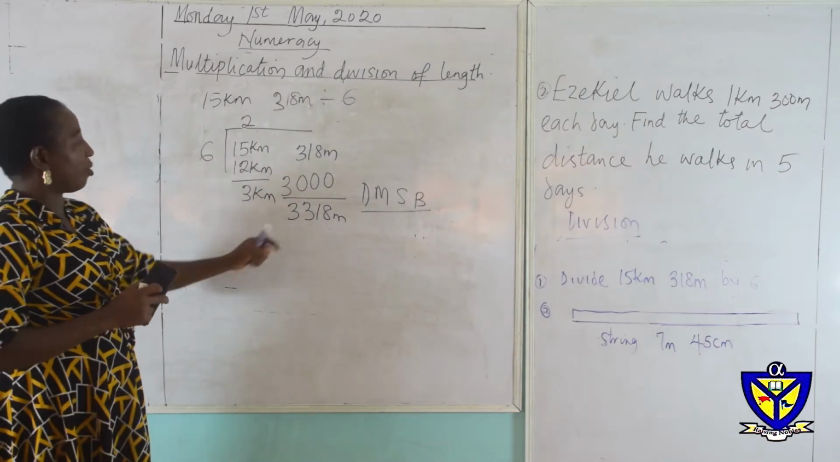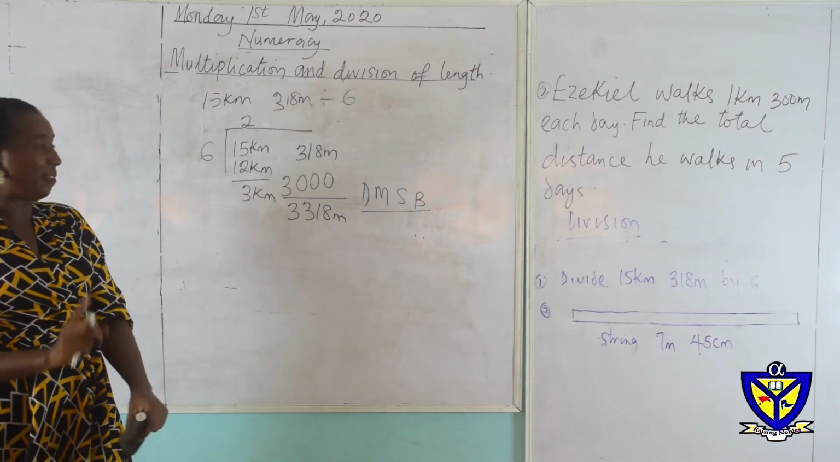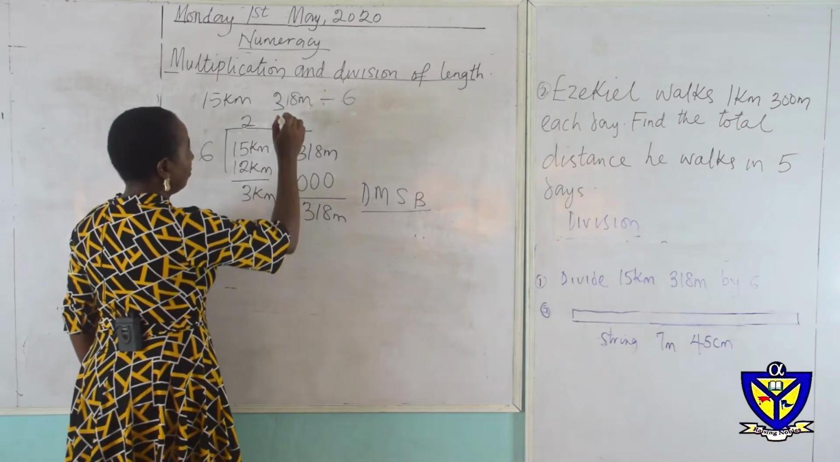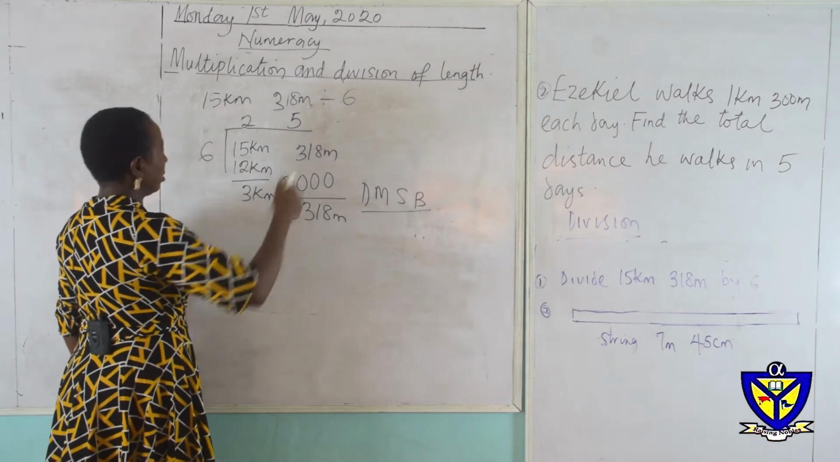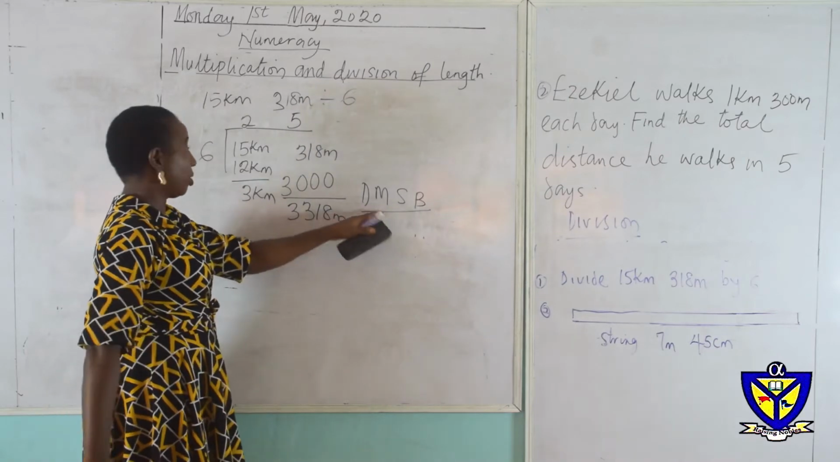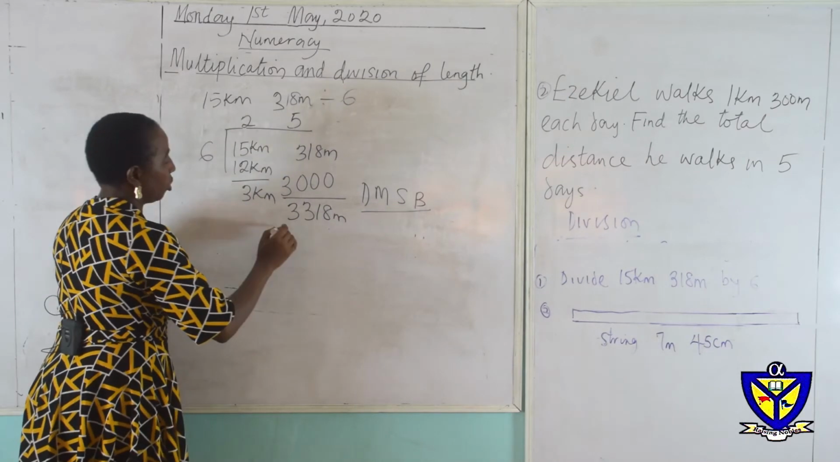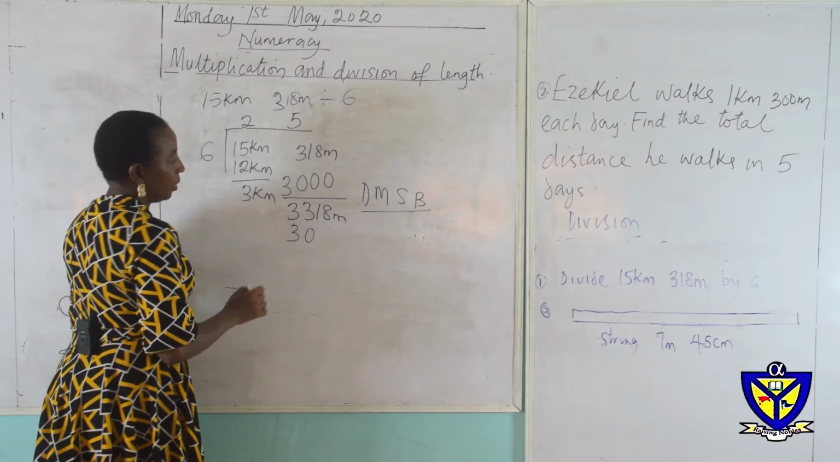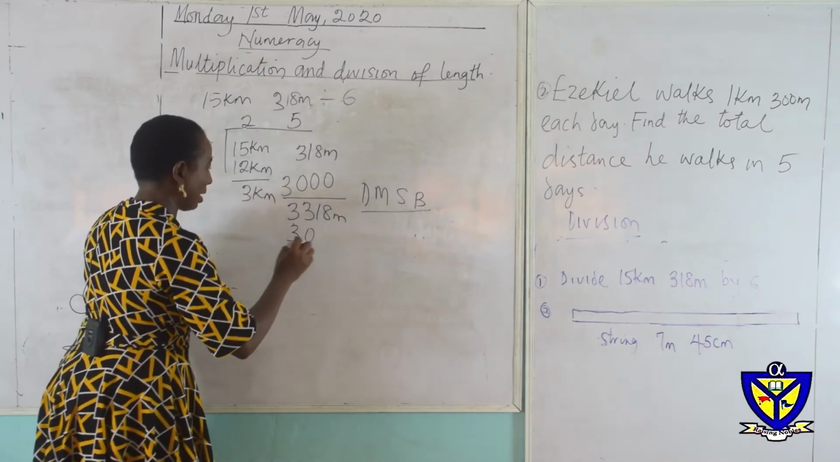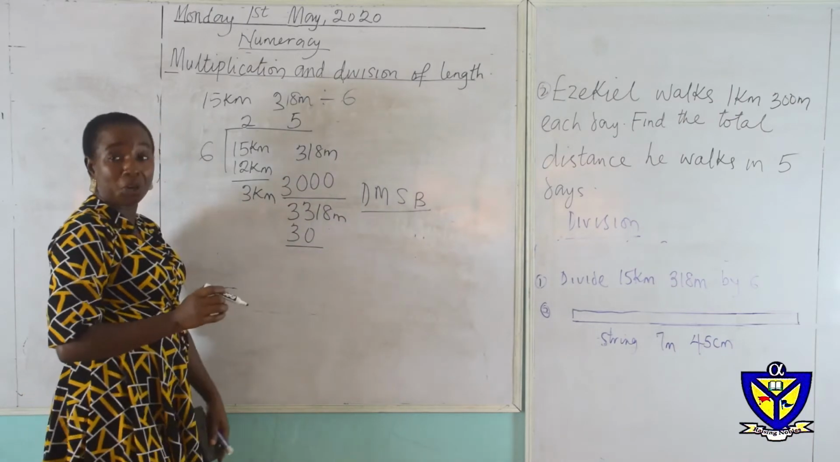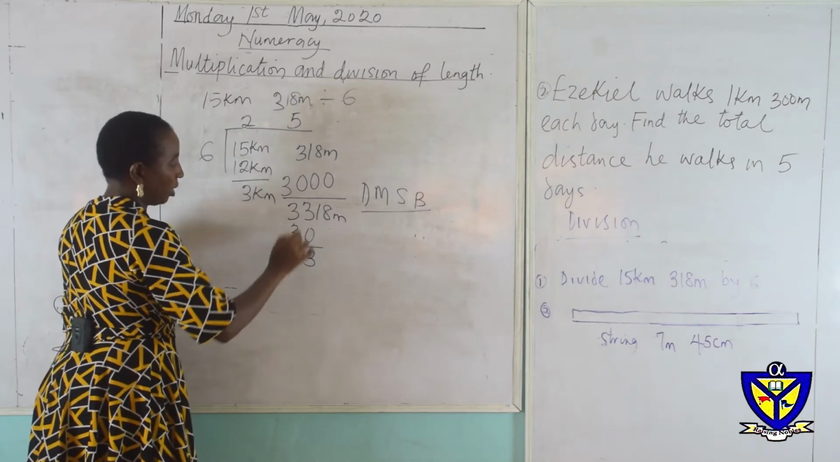How many 6 can you have in 33? Of course, you're going to have 5. You divide 5, put it under your meters. Now, the next is you multiply. 5 times 6, you're going to have 30. The next is subtract. Take 0 from 3. What do you have? Of course, you have 3.